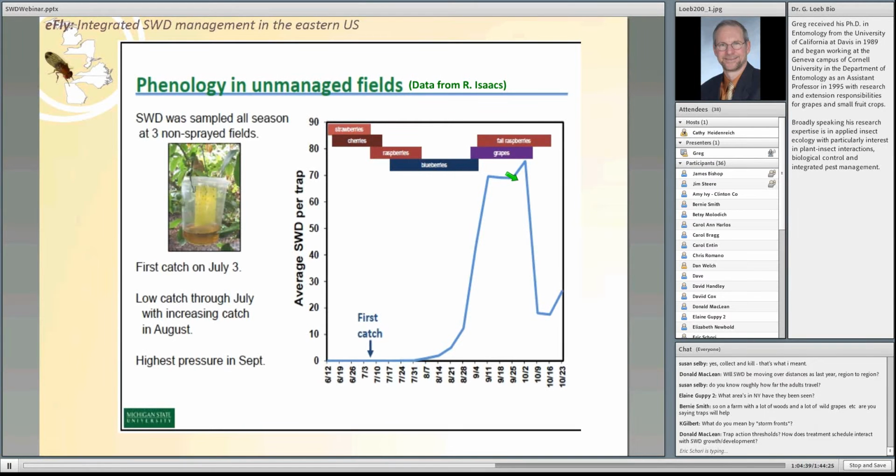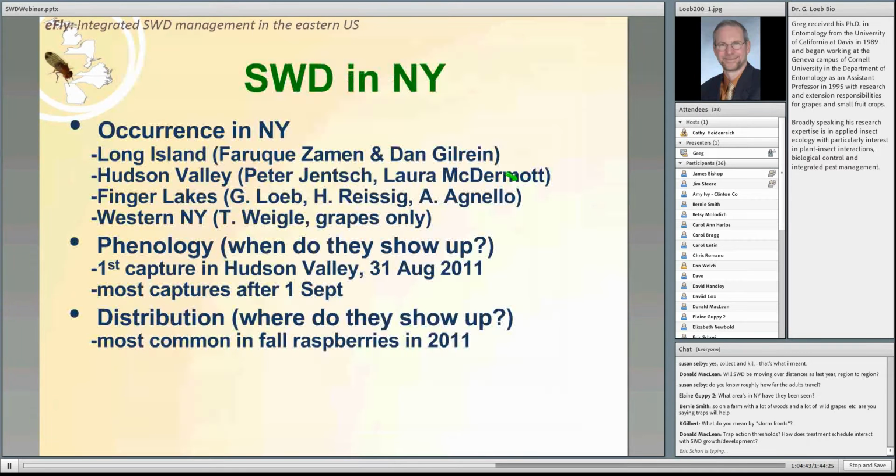And hence why the fruits that I've identified, I think those are the ones that are going to be most at risk and in practice have been. Now, real briefly, for New York, I wanted to mention what we did last year.